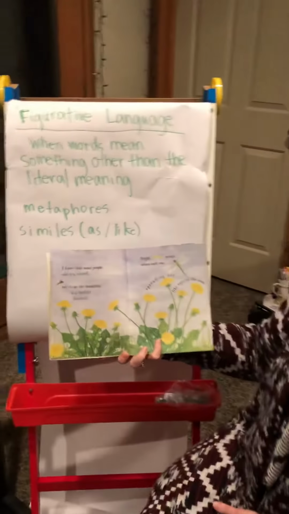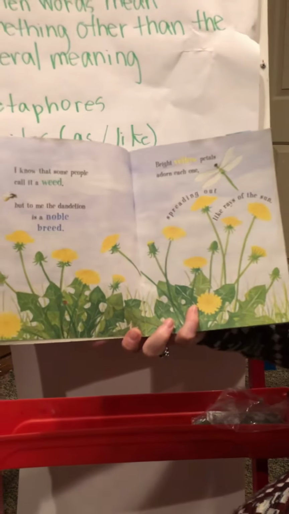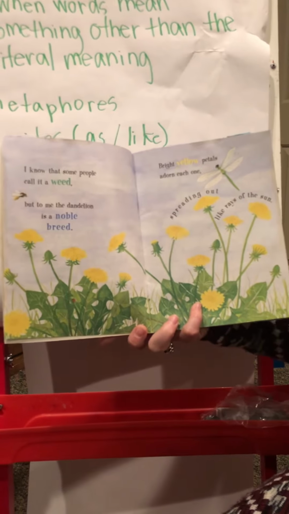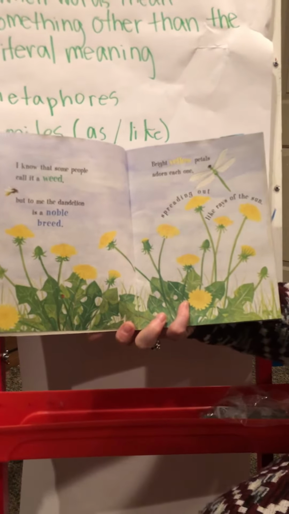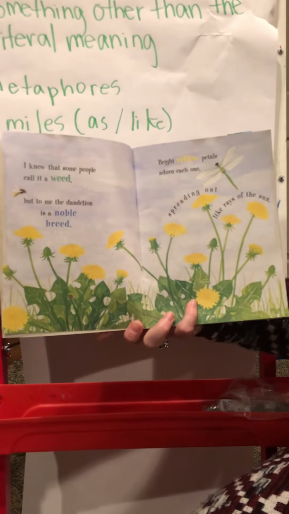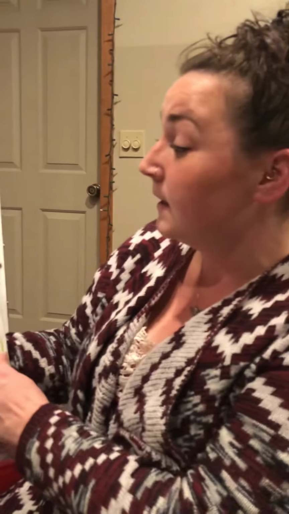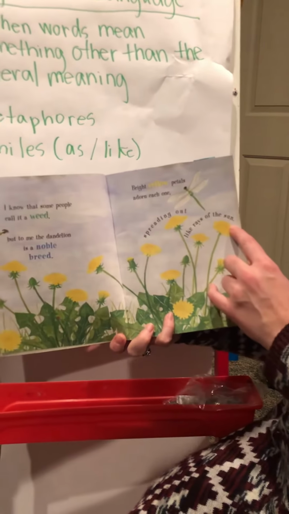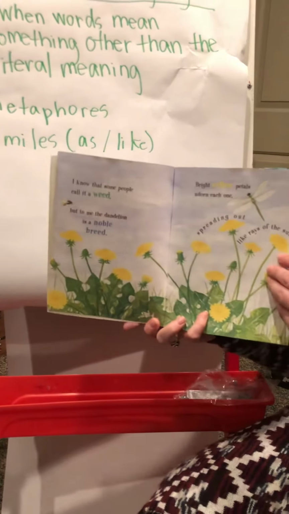I know that some people call it a weed, but to me, the dandelion is a noble breed. Bright yellow petals adorn each one, spreading out like rays of the sun. So I see right here, they're comparing the petals spreading out like rays of the sun. That's a simile because it's comparing those petals to the sun.